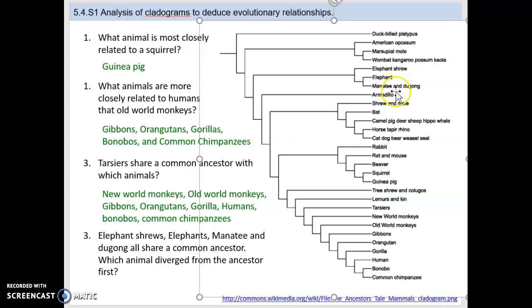Which animal diverged from the ancestor first? If we look there, it's going to be the elephant shrew that diverged a long time ago. Well, not a long time ago, but diverged first, and then these two branched off later on. So hopefully that makes sense to you there.